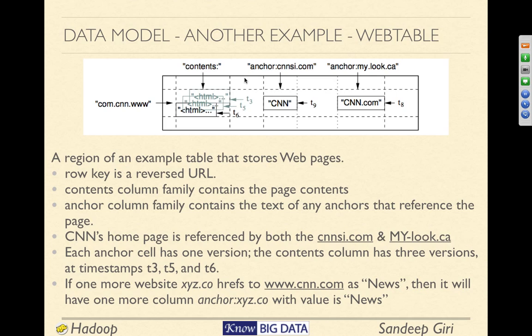Similarly, we could have cnnsi.com, and anchor is a column family containing multiple columns of anchors. Now you can see that cnnsi.com is a column name, while cnnsi.com is only linking to www.cnn.com. Other people may not be linking to it. So can you now visualize how this table would look? Any doubts here before I move forward?